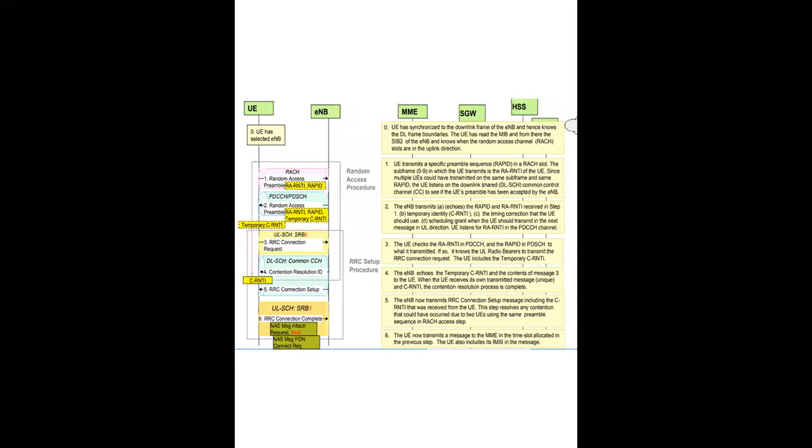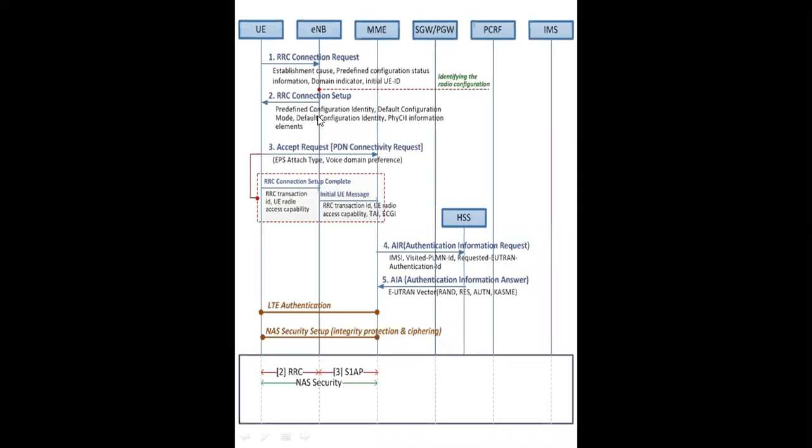The SRB1 information includes the PDCP, RLC, and MAC layer configuration for that SRB1, and other information like channel information and dedicated channel information. All this information is present in this RRC connection setup message. This is your message 4. We have one more.